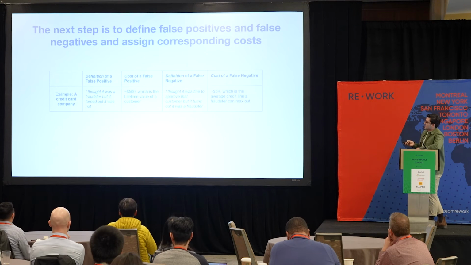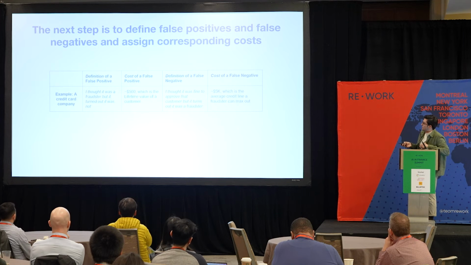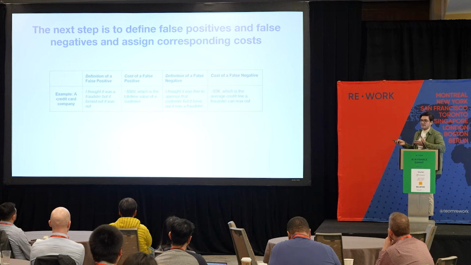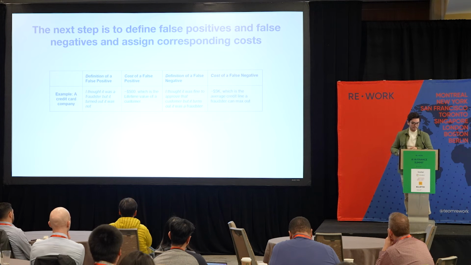Definition of a false negative: I thought it was fine to approve that customer, but it turns out it was a fraudster. The cost of a false negative is, let's say, the average credit line, $5,000 that a customer can max out. So this gives me a ratio, my break-even point between these two: for every 10 false positives, I can take one false negative, and that's where my risk tolerance equals each other.